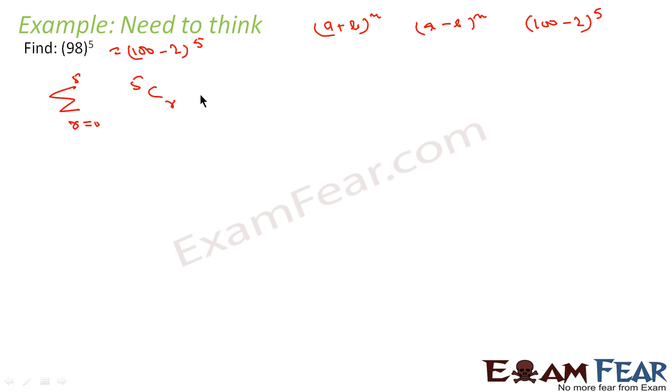5CR. We'll take 100 first. 100 to the power R into minus 2 to the power 5 minus R. So this is the formula we get for the NCR expansion. Correct? So now let's solve this.